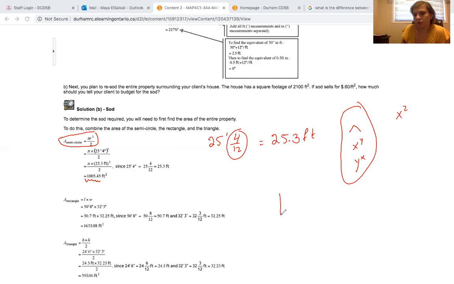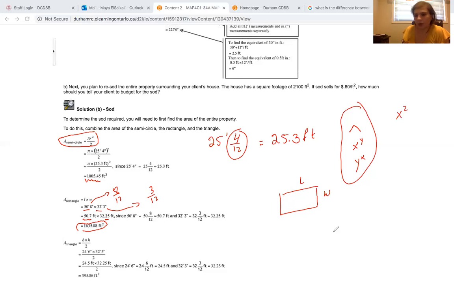Now, for a rectangle, the area is length times width. We have the length here, which is 50 feet and 8 inches, and the width is 32 feet and 3 inches. Again, we're gonna convert to only feet. We take the 8 and divide it by 12, and that gives us 0.7, which is why you see the 50.7. Then we take the 3 and divide it by 12, which gives us 0.25. That's why you see the 0.25. We multiply, and that gives us the area of the rectangle.